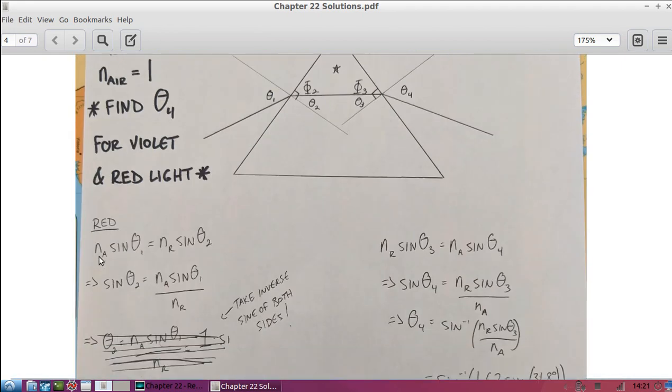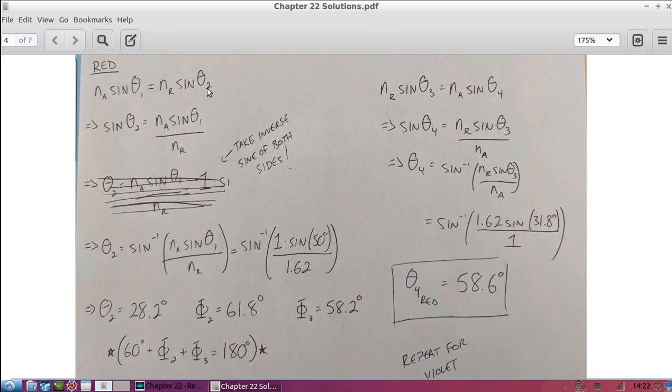So here's Snell's law. Index of refraction for air times the sine of the incident angle, which we know is 50 degrees, equals the index of refraction for the prism for red light, n sub r I'm saying, times the sine of the refracted angle. So I have everything I need in here to solve for the refracted angle. My end goal is to find theta 4 for both red and violet. So I'm solving for theta 2, that first refracted angle.